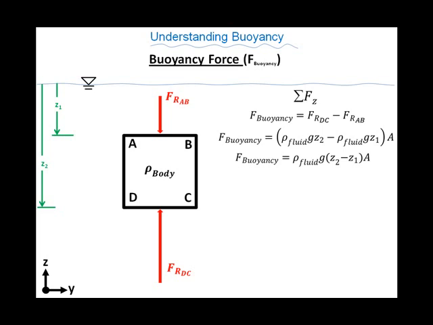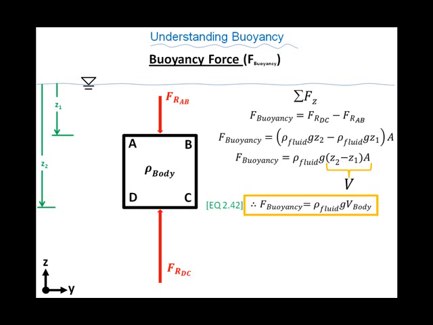Well, that area of the top face times that change in depth is what for a cube? And I'm hoping you're saying it out loud right now that that's the volume of the cube. And this is true for any shape. It's just obviously easier to compute and easier to see with a cube. So I can therefore say that my force of buoyancy is equal to the density of my fluid times the acceleration due to gravity times the volume of the body. And that's equation 2.42 in your textbook.